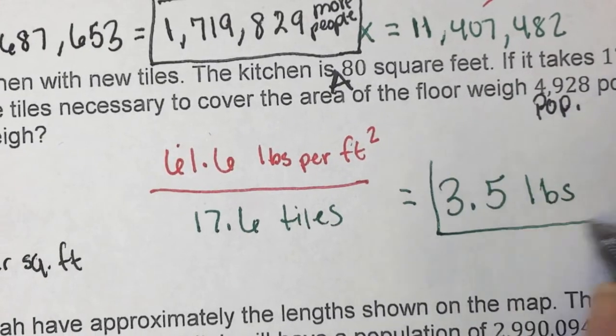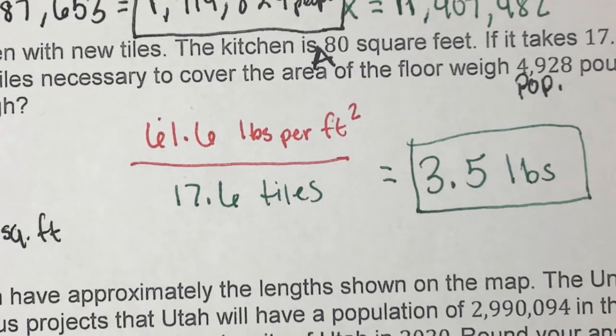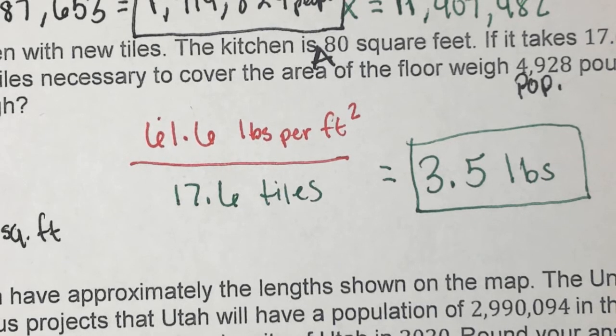My bad, didn't know I wasn't showing you again. So on that one, you just had to take an extra step at the end. After you found pounds per square foot, they want to know how much an individual tile weighed, and they told you there were 17.6 tiles in every square foot. So there you go. Each individual tile is 3.5 pounds.